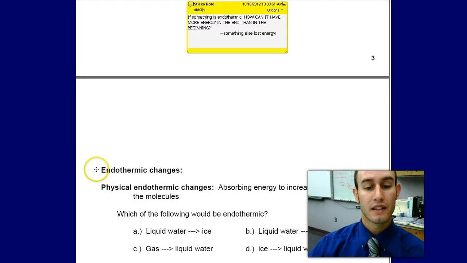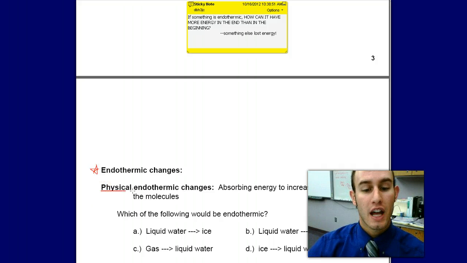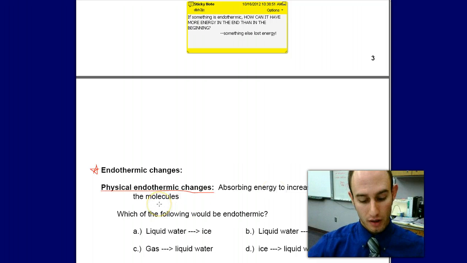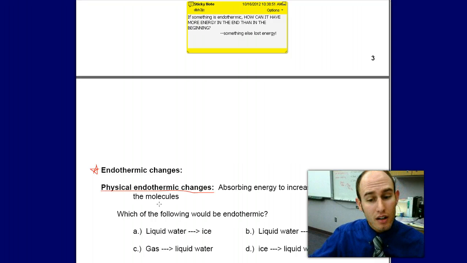So let's look at this example here. Endothermic changes. When it's a physical change, write this down. They absorb energy into the molecules. Which of the following is going to be endothermic? Think about it. Liquid water becoming ice.